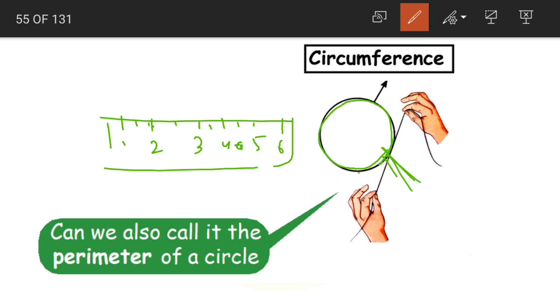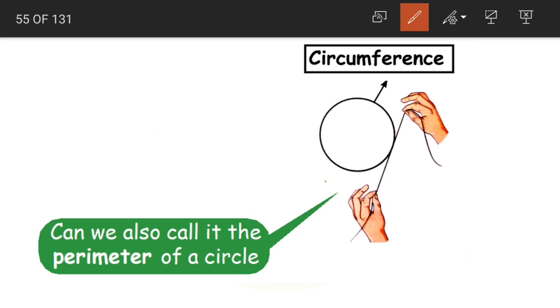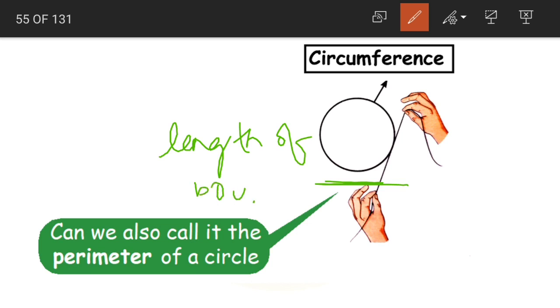Measure the length of our piece of thread. So what will it give? It will give us the length of the boundary. Of what? The length of the boundary of our circle.